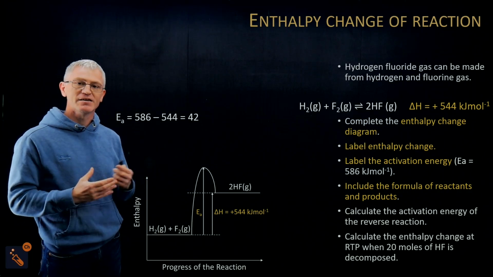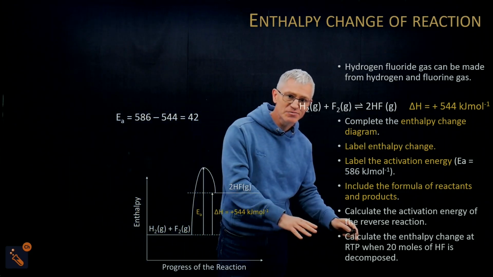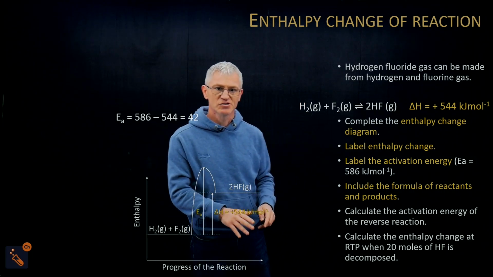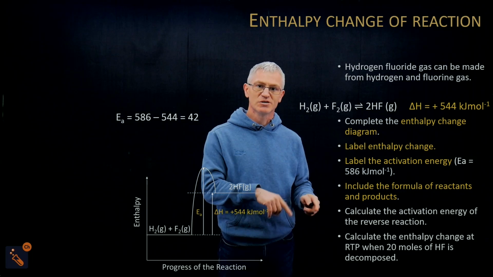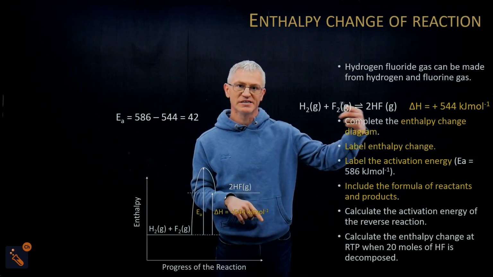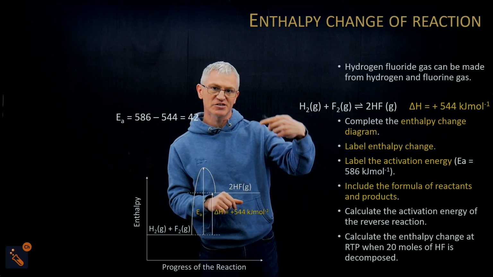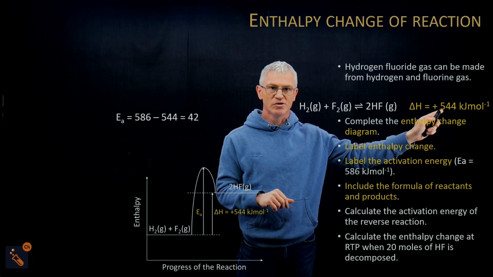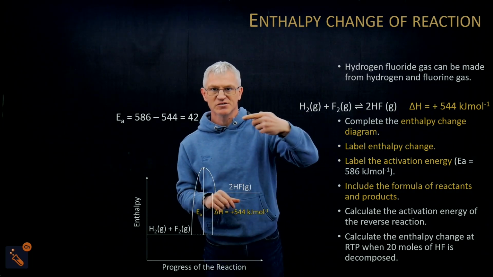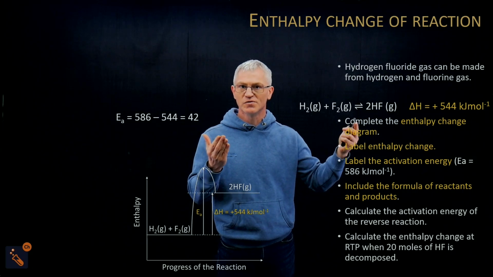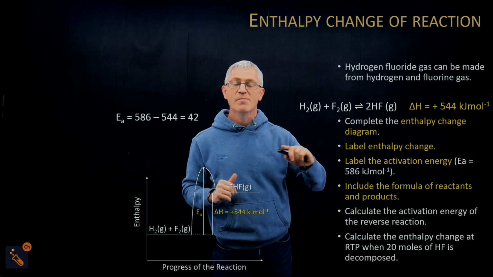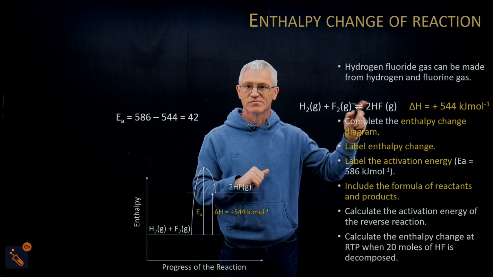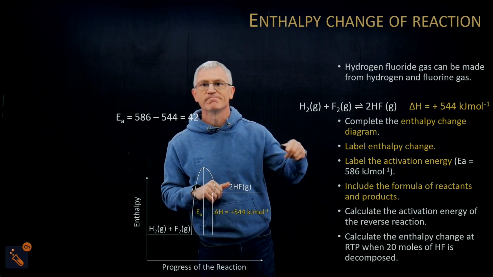Okay. Next one. Calculate the enthalpy change at RTP when 20 moles of HF is decomposed. So you've got 20 moles of HF, and it's going in that direction because it has to be decomposed that direction. Now, 544 kilojoules per mole is given out to the surroundings going this way. So the value of minus 544 going that way, but every time you get minus 544 going that way, it's done for 2 moles of HF.